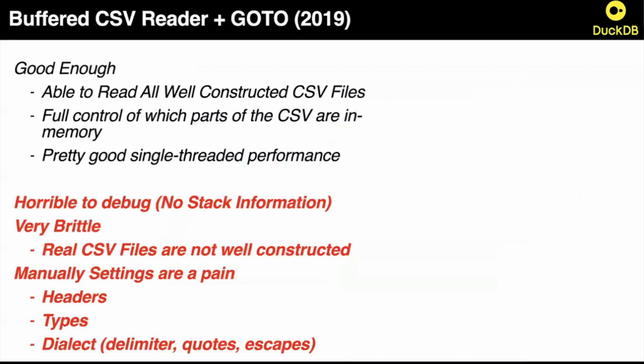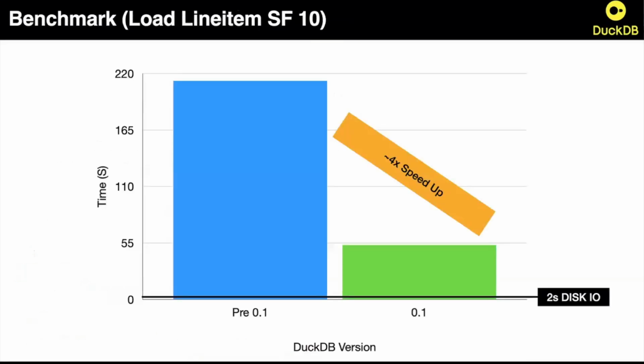And that was really good enough. At that point, the code was also able to read all well-constructed CSV files. So now there was actually code that took care of quoted new lines properly. You have full control, again, of parts of the CSV that are in memory. You have pretty good single-threaded performance. I mean, this was like a 4x speed up.